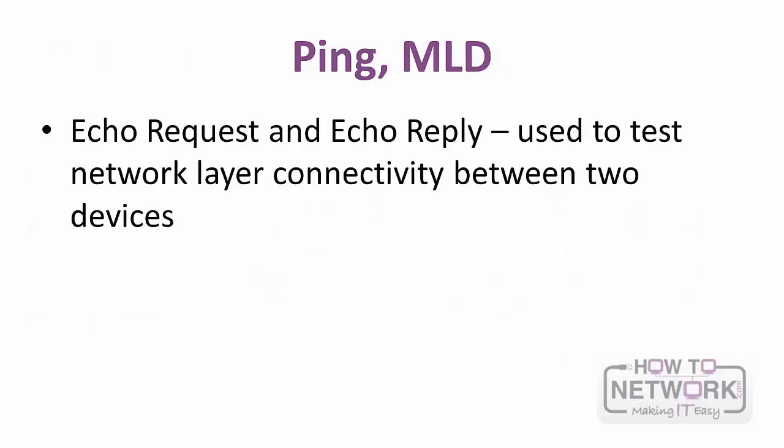Echo request and echo reply are 2 ICMP messages used by ping, a very common TCP/IP utility. Ping is commonly used to test network layer connectivity between 2 devices. A device sends an echo request to prompt the destination to return an echo reply to verify network layer connectivity.